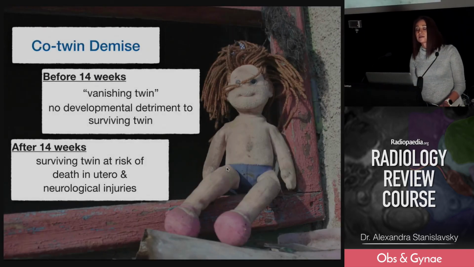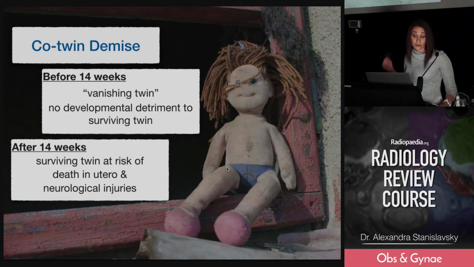Just mentioning quickly the scenario of co-twin demise. Before 14 weeks, you have the situation of the vanishing twin. So that's sort of what we saw with the dichorionic diamniotic pregnancy earlier on when we were talking about chorionicity. This essentially results in no developmental detriment to the surviving twin. After 14 weeks, however, the surviving twin is at risk of death in utero and neurological injuries, so it needs to be monitored closely, and this is an indication for fetal MRI.